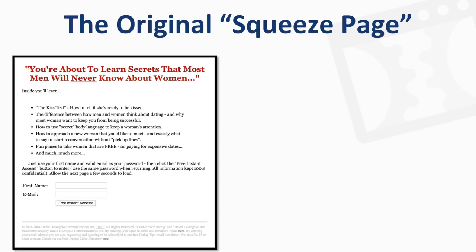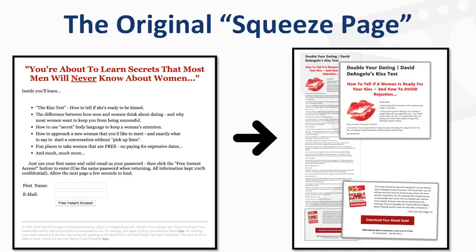Now here on this squeeze page, what he was promising people is that if you give me your email address, I'm going to tell you the KISS test, okay? So someone would come in there, they put their name, their email address in, and then they go to a page right here where it'd say, here's the KISS test, and we explain, this is how to know if a woman is ready to be kissed. And we kind of explain it really quick, and then at the bottom it said, click here to go download my ebook, and then he'd actually sell his book called Double Your Dating. And that's what a squeeze page was.